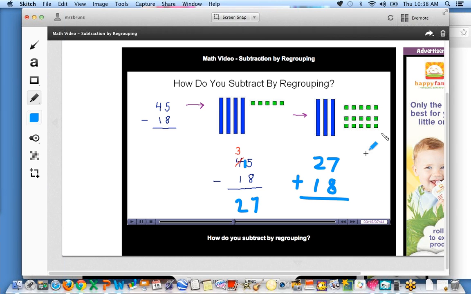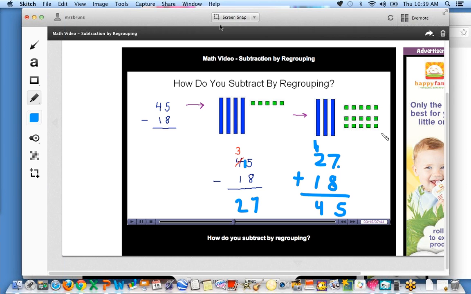So let's see if I did it correctly. What's 7 plus 8, everyone? 15. You know that. So then I'd carry my 1. Now, everyone, what's 1 plus 2 plus 1? 4. Sorry, I'm moving it around now. So did I get my answer correct? Yes, we did. All right.